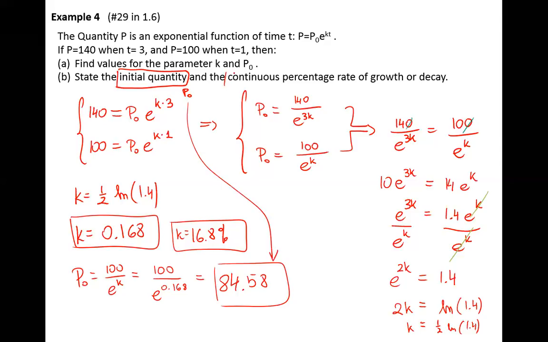And what about the continuous percent growth rate? Yes, exactly. This is k. Probably this question is just testing if you understand what k means and what P sub 0 means. That's P sub 0, that's k. I hope we should be okay with this type of equation.